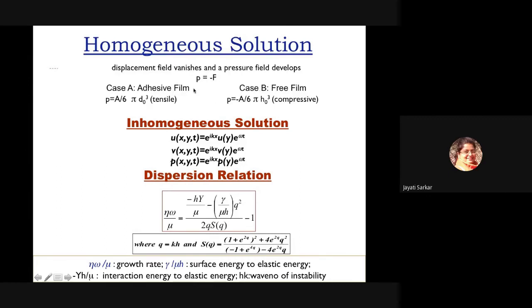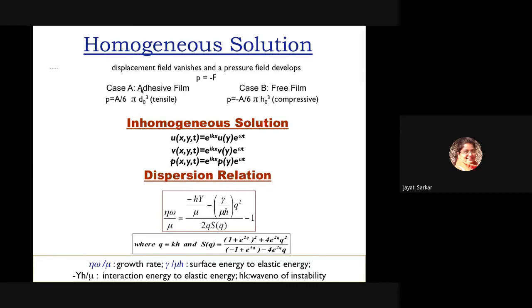In adhesive films, the pressure is considered to be positive, so it is a tensile pressure, whereas in the case of a free film, because of the negative sign over here, it is a compressive pressure that arises because the substrate is trying to pull it. In the case of an adhesive film, the contactor is trying to pull it. So the entire film can have both configurations, and any rheology can be considered by considering this viscoelastic film.